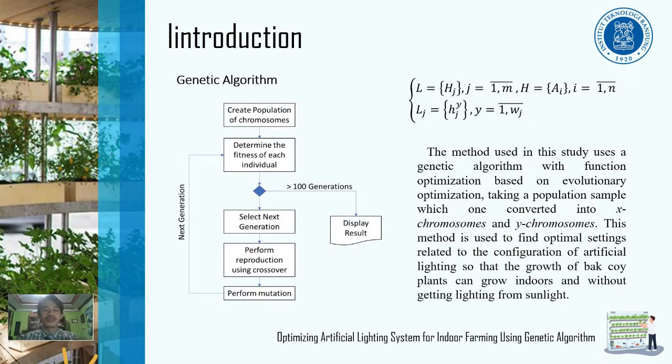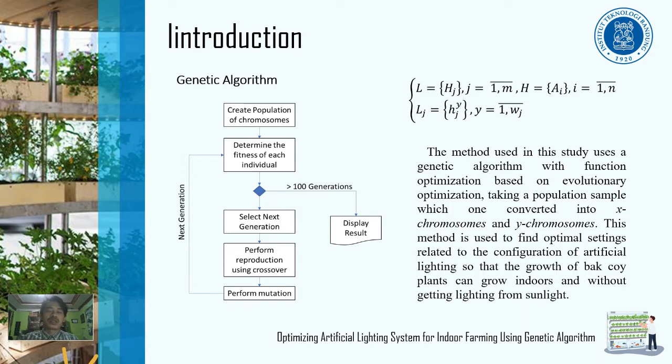Okay, we use the genetic algorithm because it is the method this study uses for function optimization. It is based on evolutionary optimizing, taking the population sample, which is converted into the X chromosome and the Y chromosome. This method is used to find the optimal setting related to the configuration of artificial lighting, so that the growth of the plant is optimized. I use bok choy, or Brassicaceae, for this plant research.